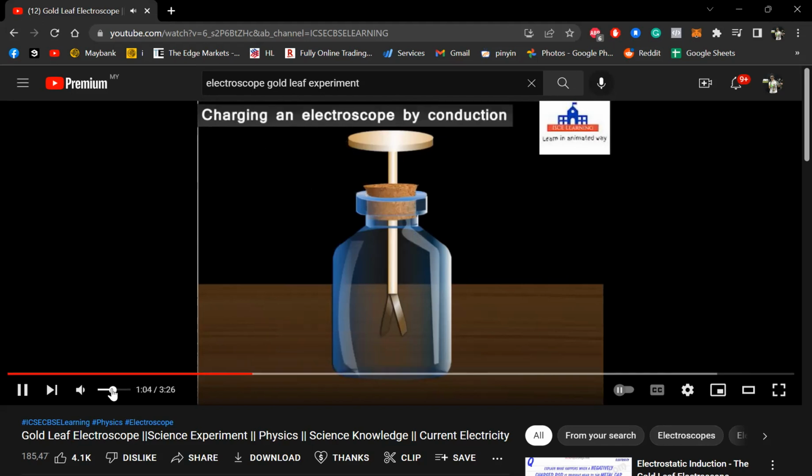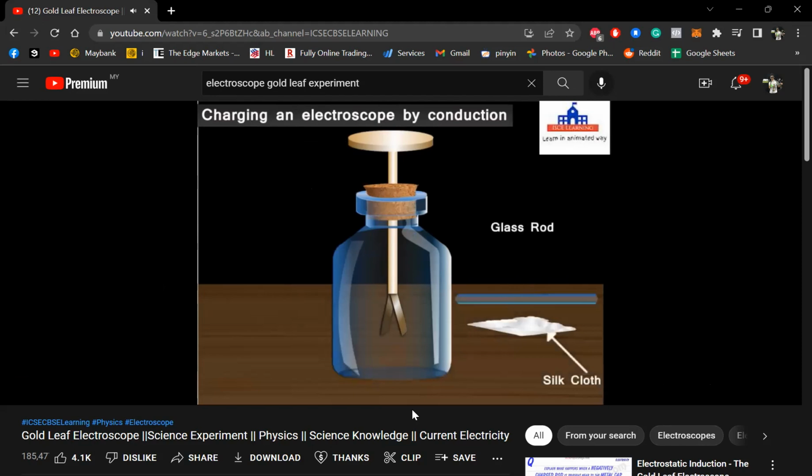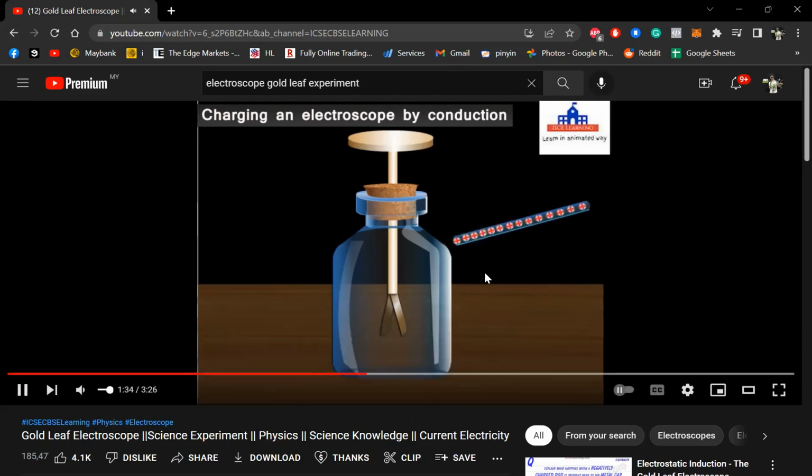Charging an electroscope by conduction. Let us see how an electroscope is charged by conduction. Charging by conduction involves the contact of a charged object to a neutral object. Here we can see a glass rod and a silk cloth. Now, when a glass rod is rubbed with a silk cloth, then the glass rod becomes positively charged.